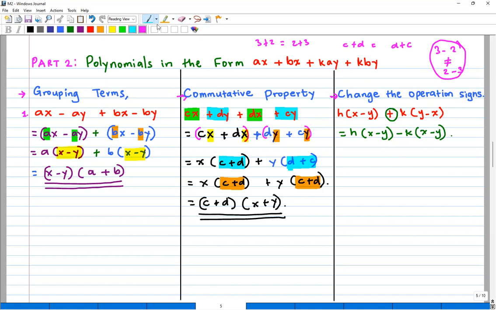Now, when we reach that step, you see that here we have x minus y, and this is x minus y. So we can go ahead and say that our final answer will be x minus y into h minus k. We have it factorized. Now let's apply this in these examples here.